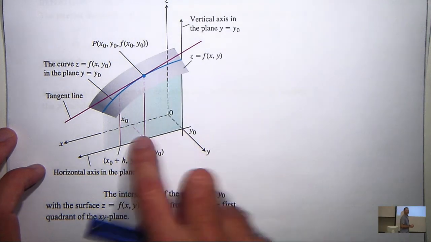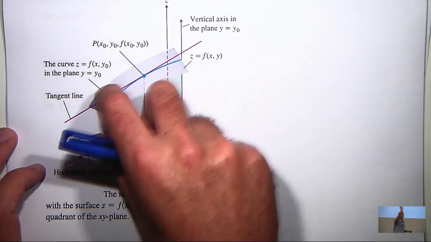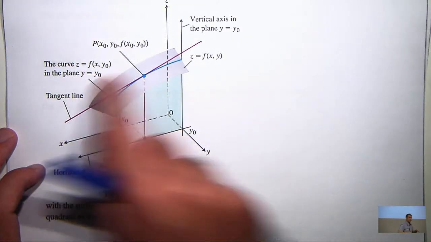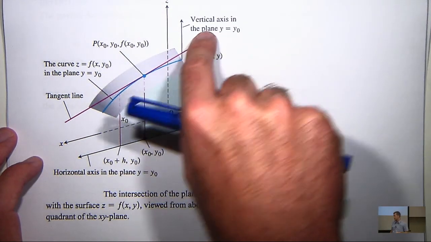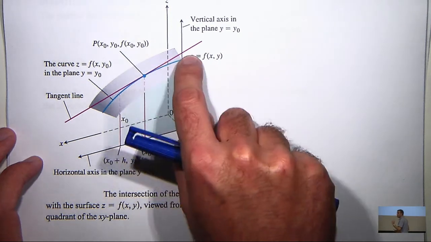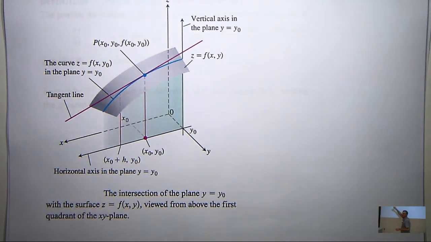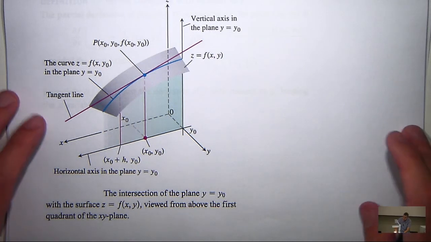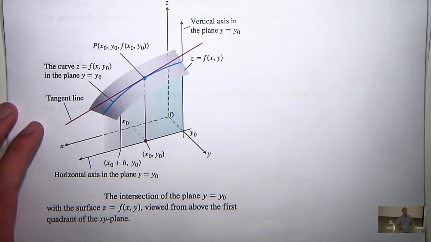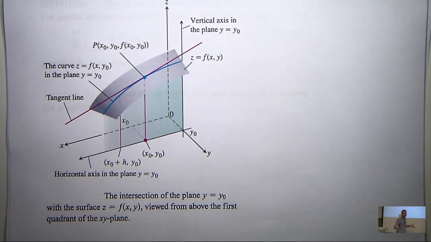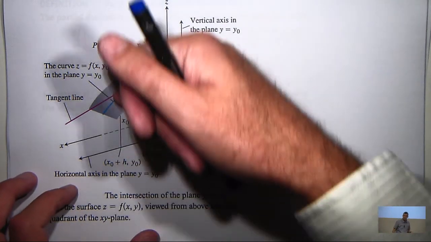This green plane is just the plane y equals y naught. We go up, intersect that plane with the surface, and you get that blue curve there. The blue curve is the curve of intersection between the vertical plane and the surface. The derivative, in this case df dx at x naught comma y naught, is just the slope of this tangent line. So it's the slope of a tangent line, but there's this plane that comes into view.